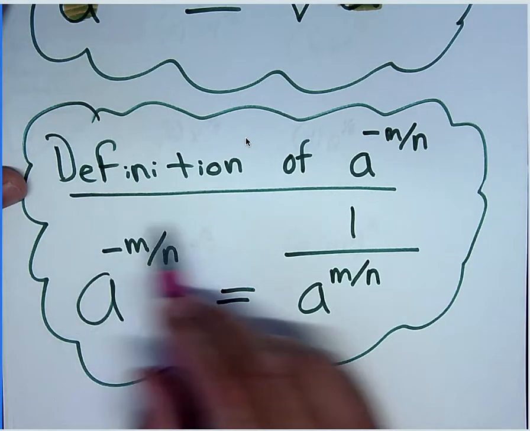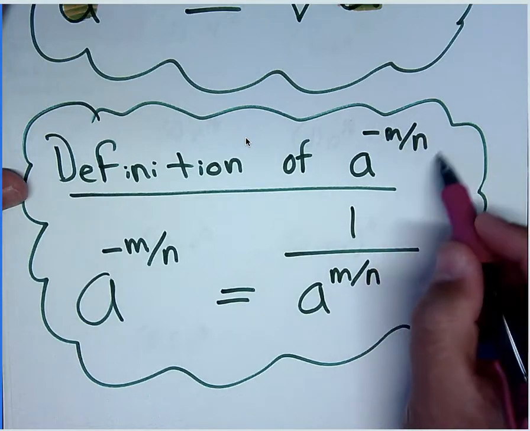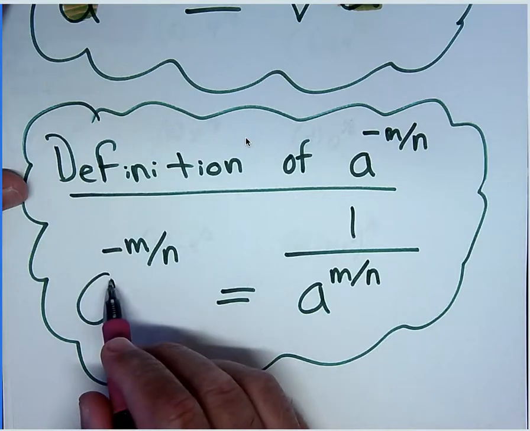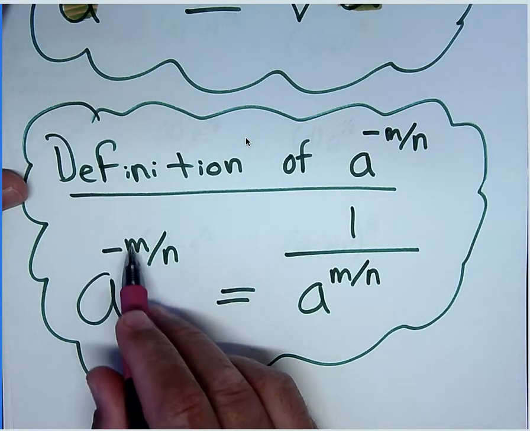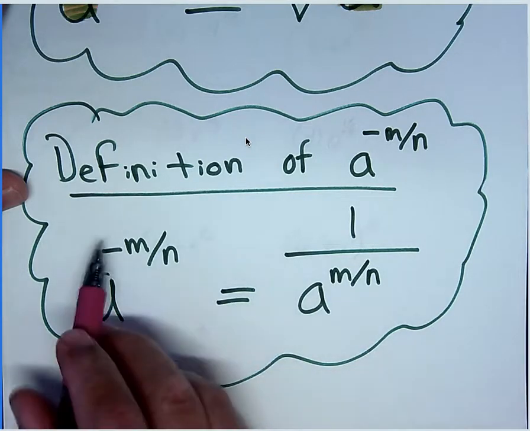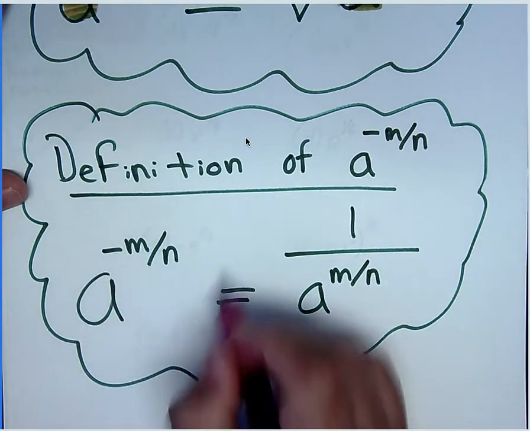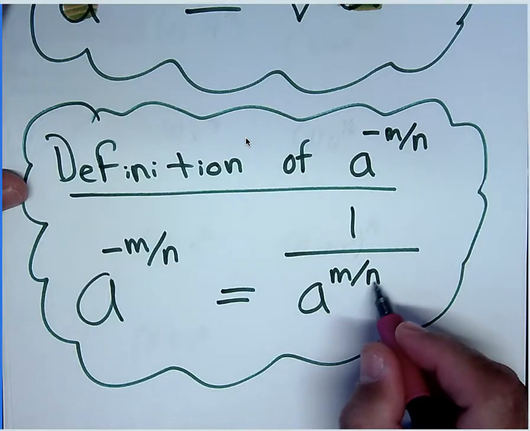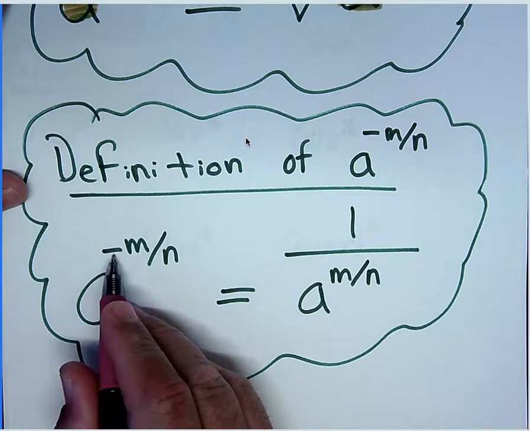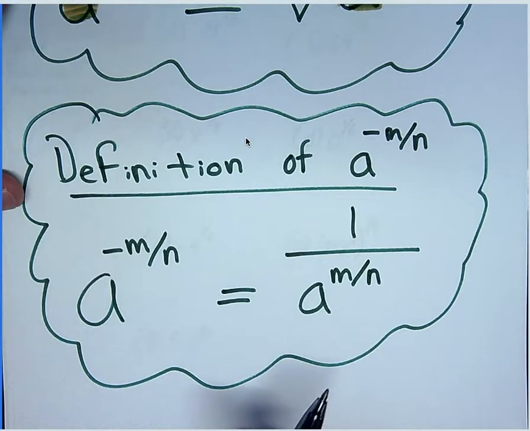The other one is from rules of exponents. When something is raised to a negative rational number, so negative m over n, the equivalent of that, because we don't want negatives, would be 1 over a to the m over n, without the negative. You do this to get rid of that negative. That's the whole purpose of this, because we don't want negatives as exponents.